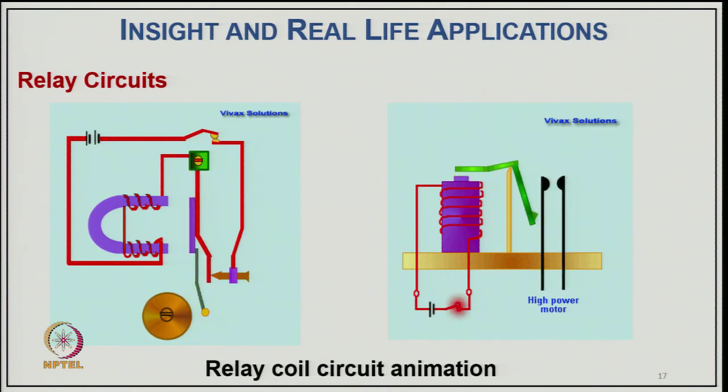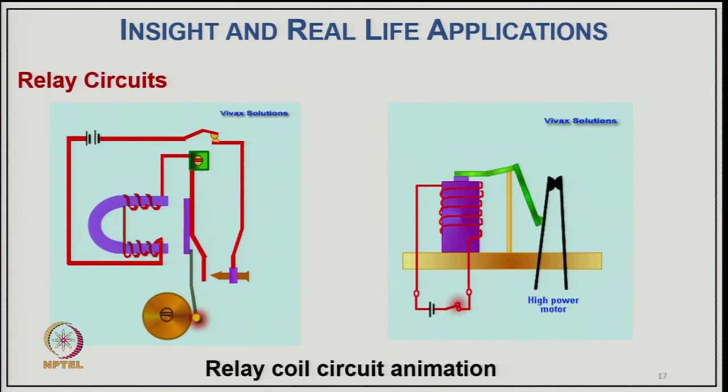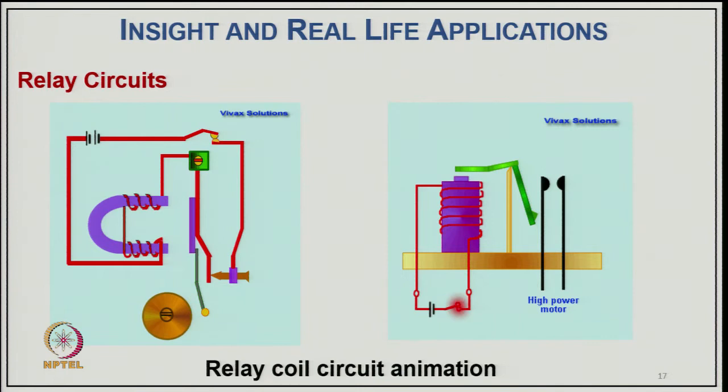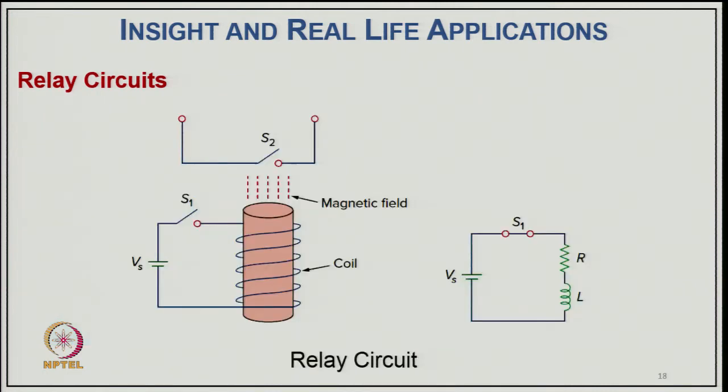Okay. So, you can see in both the cases, when it closes it makes an electromagnet and it attracts the arm, and when it goes out it de-energizes and automatically the contact goes to the normal position. So, this is the basic principle of how the relay coil, I mean the relay circuit, operates with the force of attraction of the electromagnet created by closing and opening of the switch.